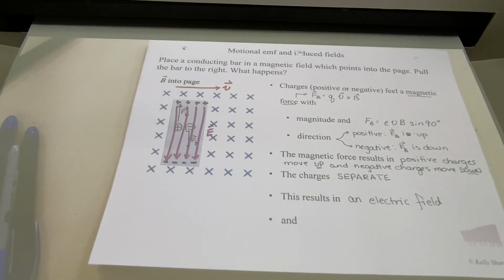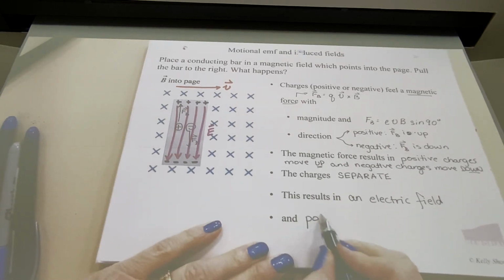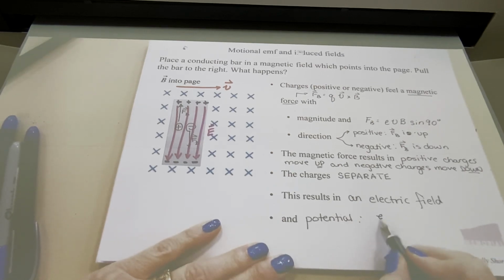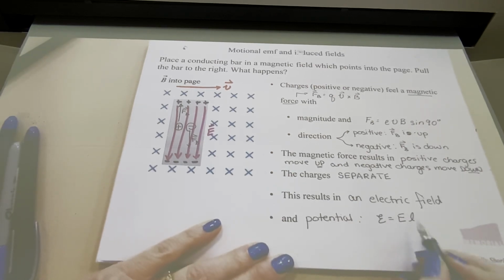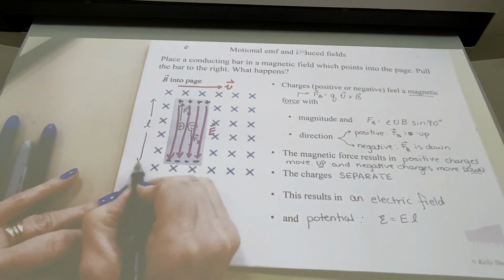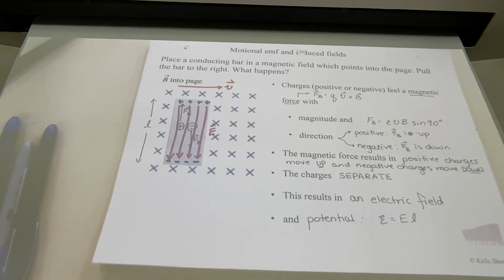So if we get an induced electric field, we also get an induced potential. We know that potential is electric field times the separation. So if I say that the length of my bar is L, then my potential would be the strength of that field times the length of the bar. So we definitely get the potential. If each of these charges are in equilibrium, and that's what will happen, all of the charges will keep moving until the forces balance. So they will eventually reach an equilibrium.